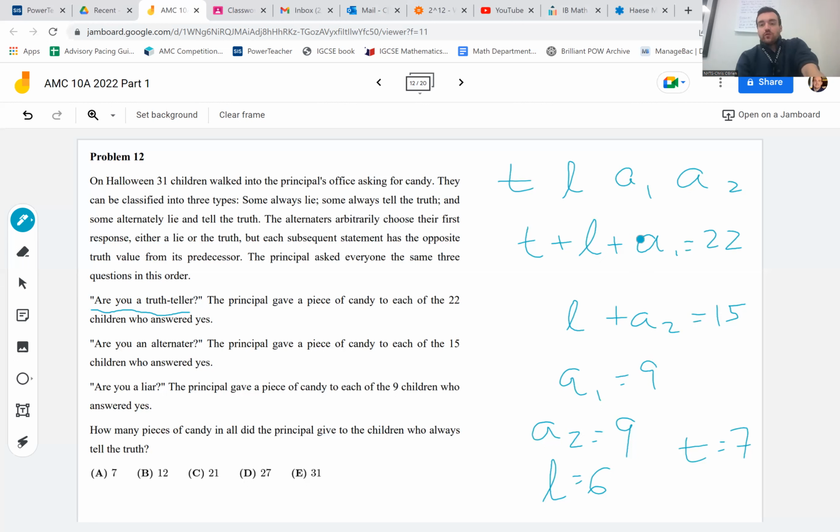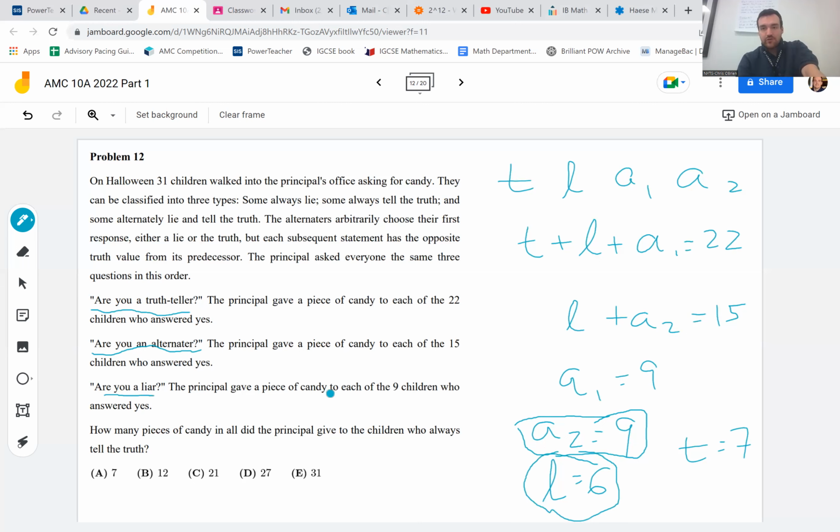Now remember, there's 31 students total. So if there's 31 total and 22 of them are truth tellers, liars, and alternators who say the truth first, then A2, the number of alternators who start by lying, would have to be 31 minus 22, or 9. So that's how I figured out that 9 people would alternate beginning with a lie, right? For the second question, the liars will say yes because they are not alternators. And A2, the alternators who begin with a lie, will also say yes. That adds up to 15. But remember, we already know A2 is 9. Therefore, L, the number of liars, is 15 minus 9, or 6. So now I know there are 6 liars, right?